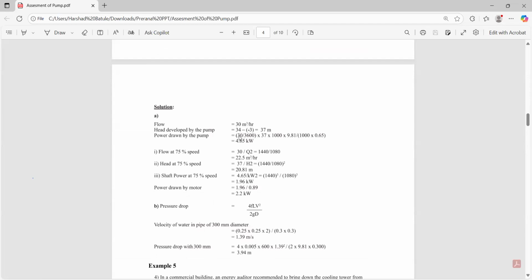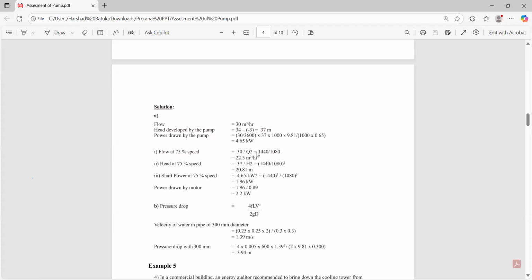Power drawn will be hydraulic power first. From hydraulic power, you need to calculate shaft power. From shaft power, you need to calculate input power. So input power would be 4.65 kilowatt from the given data. But you are reducing your speed by 25%. You need to calculate the resultant speeds.